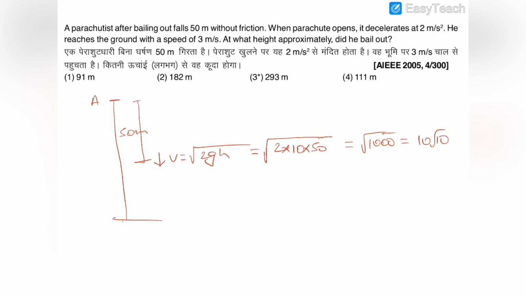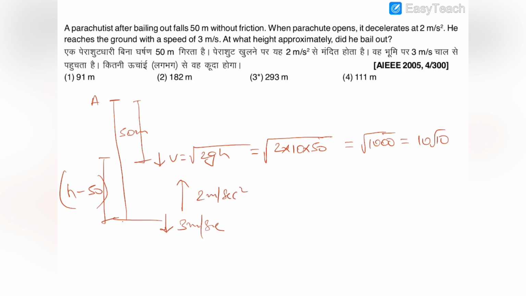Now when he reaches the ground, he will reach with a speed of 3 meters per second, and the remaining height is h minus 50, and in this journey he was decelerating with an acceleration of 2 meters per second square.